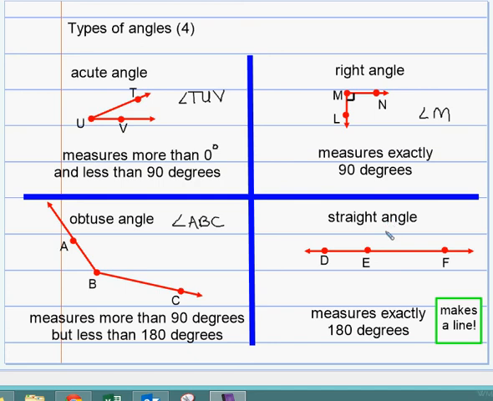And a straight angle looks just like a line, because it is. It measures exactly 180 degrees. It's a half circle. I can draw a half circle between these points. And this still, you can write it as angle DEF. Okay, or angle FED. The vertex is in the middle. Straight angle is always 180 degrees. Okay.